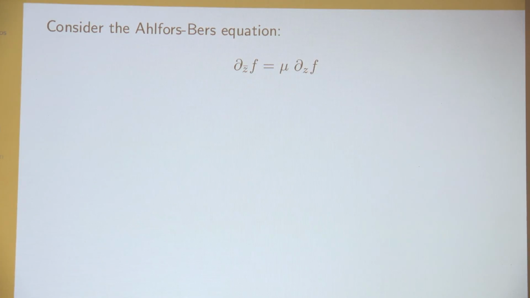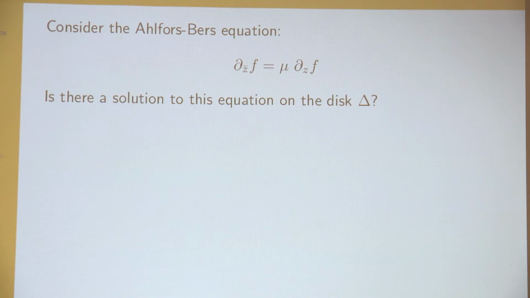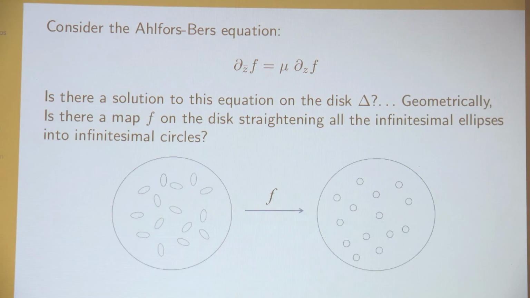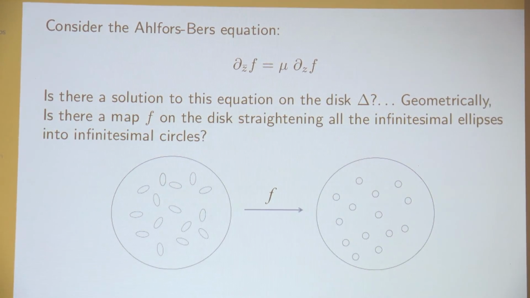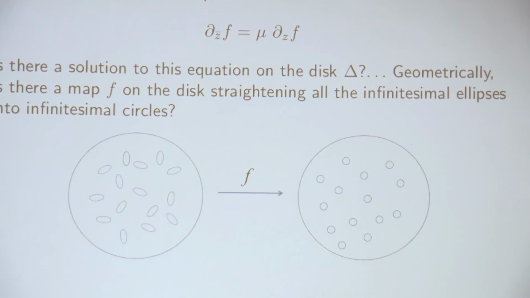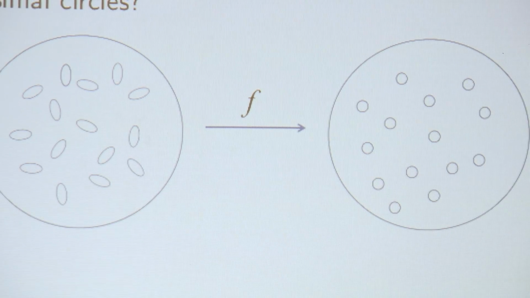Consider the Ahlfors-Bers equation in the weak sense, in the distributional sense. A natural question is: is there a solution in the Poincaré disk of this equation? Geometrically speaking, it is equivalent to ask if there is a map straightening all the field of ellipses into infinitesimal circles. That's the equivalent notion of a solution.